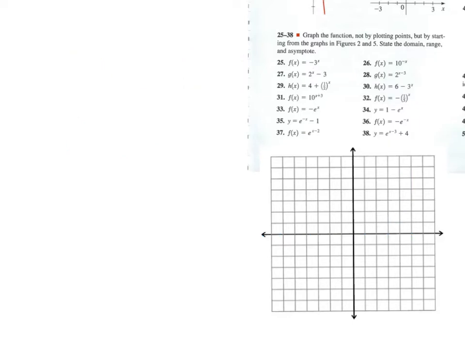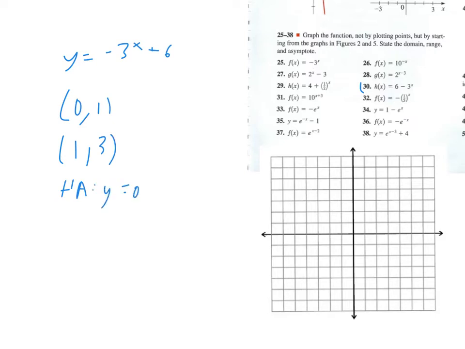All right, next up here, number 30. So this one I would rewrite as y equals negative 3 to the x plus 6. It just helps me see the transformations a little bit better. Now I'll start off here with my 0, comma 1, 1, comma base, and my horizontal asymptote at y equals 0. And then my transformations here, I actually don't have any x transformations. That's always going to be in the exponent there. But my y transformations is all this stuff outside.